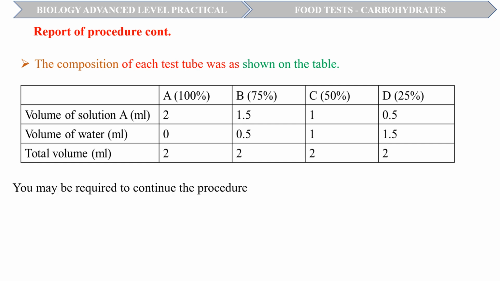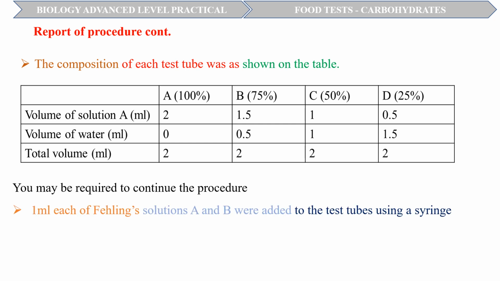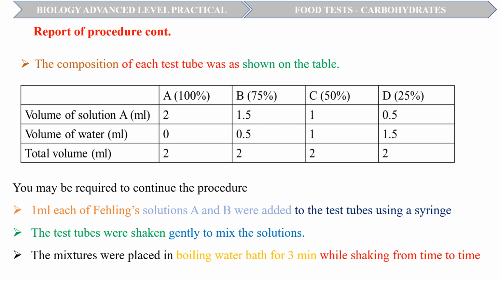You will progress normally depending on the question as 1 milliliter each of Fehling solutions A and B were added to the test tubes using a syringe. The test tubes were shaken gently to mix the solutions. The mixtures were placed in a boiling water bath for 3 minutes while shaking from time to time.